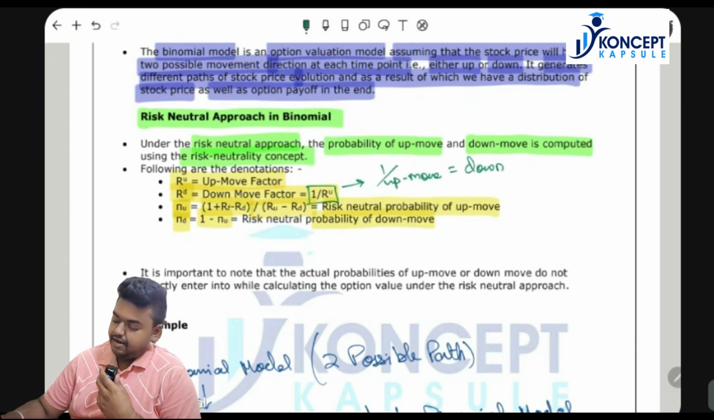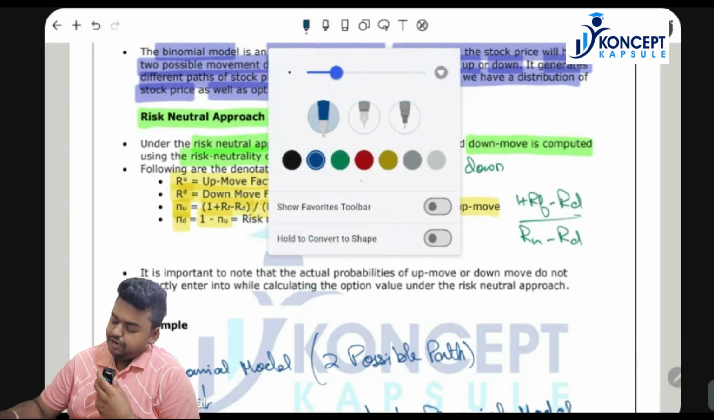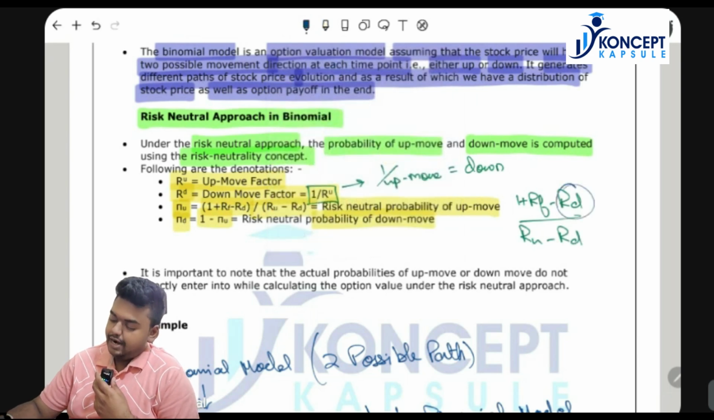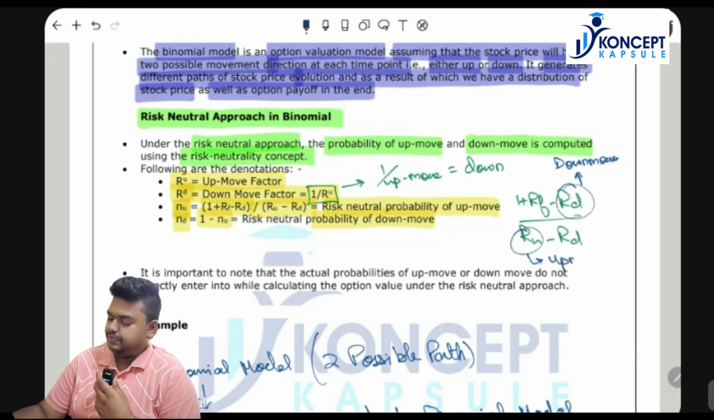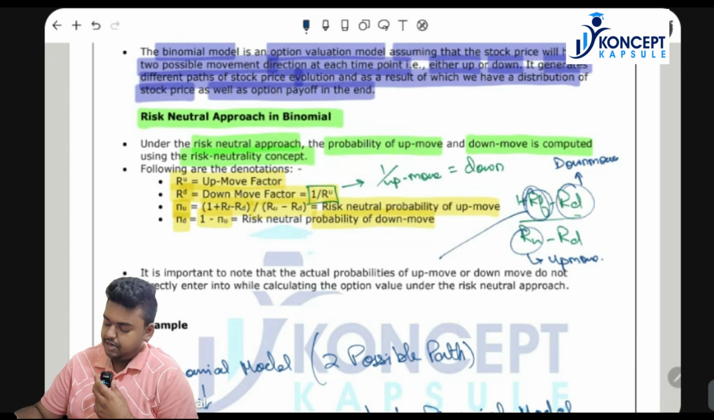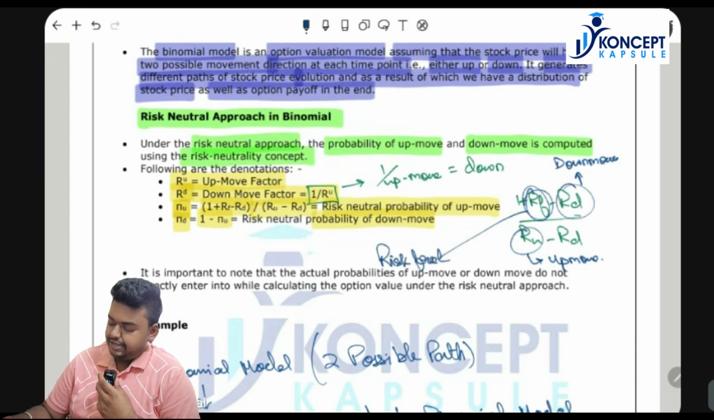What is 1 plus Rf? 1 plus Rf minus Rd divided by Ru minus Rd. Now over here we know what Rd is. Rd is the down move factor. Yes or no? What is Ru? Ru is the up move factor. What is Rf? Rf over here is nothing but the risk free rate.